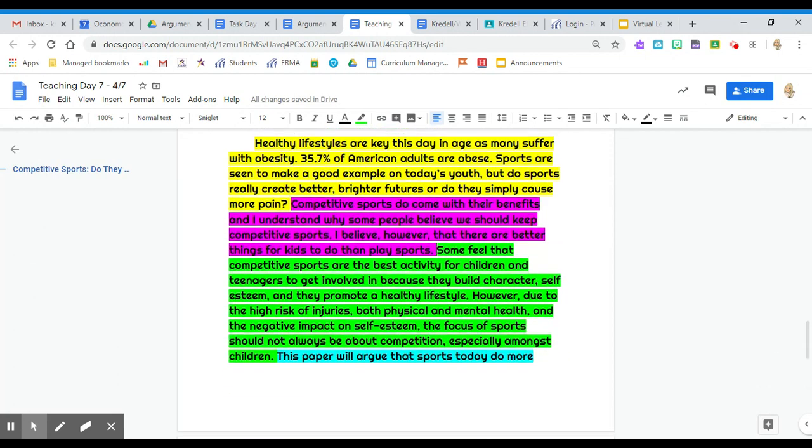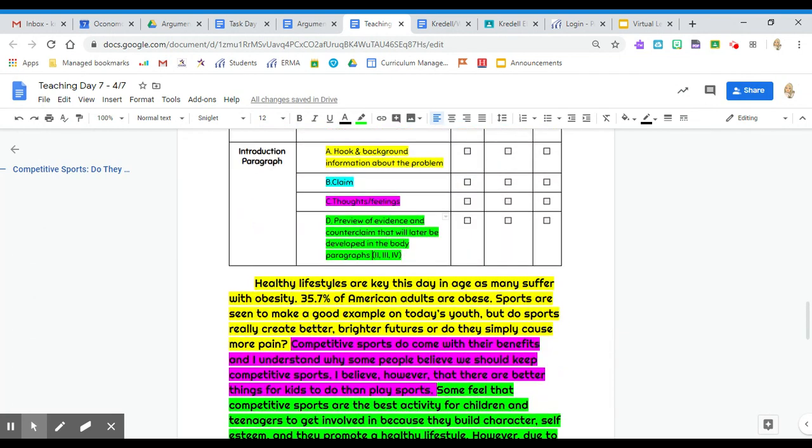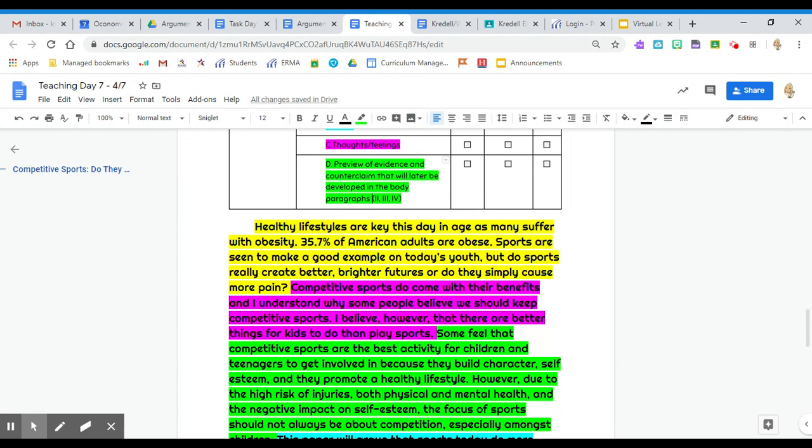And that's in green. Okay, so now I'm going to read this to you. Healthy lifestyles are key this day and age, as many suffer with obesity. 37.5% of American adults are obese.